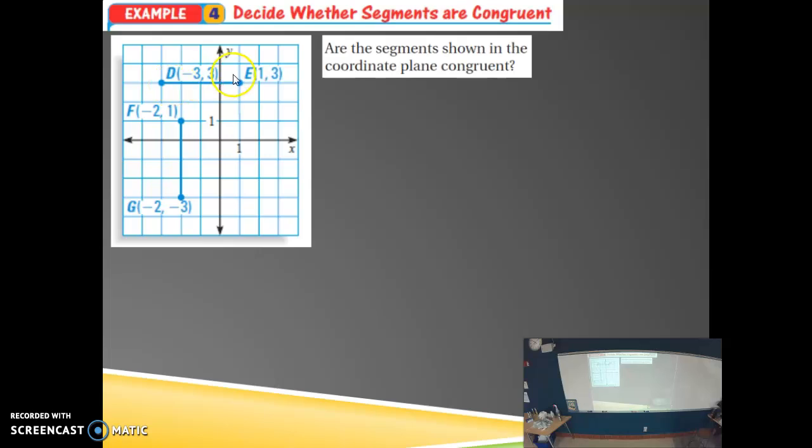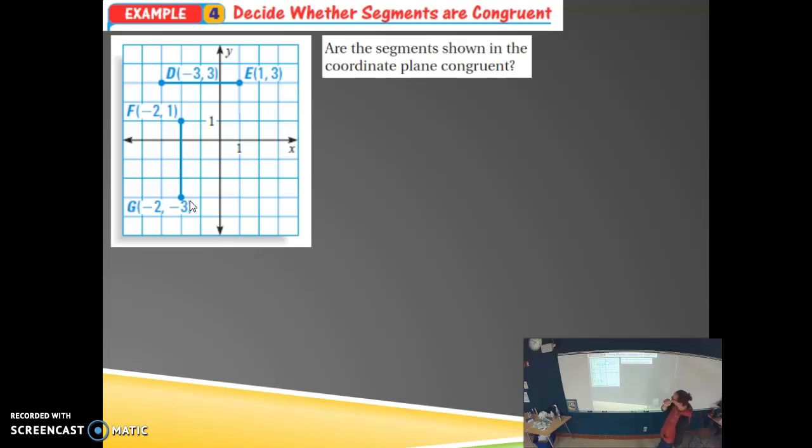Let me talk about DE first. D to E. We notice that this is 3 up, 1, 2, 3, and that's our Y. But from X to X, -3 over to 1, that means we have a length of 4. And we can count this: 1, 2, 3, 4. So that's a length of 4. Down here, 1, 2, 3, 4. Both of those have a length of 4.